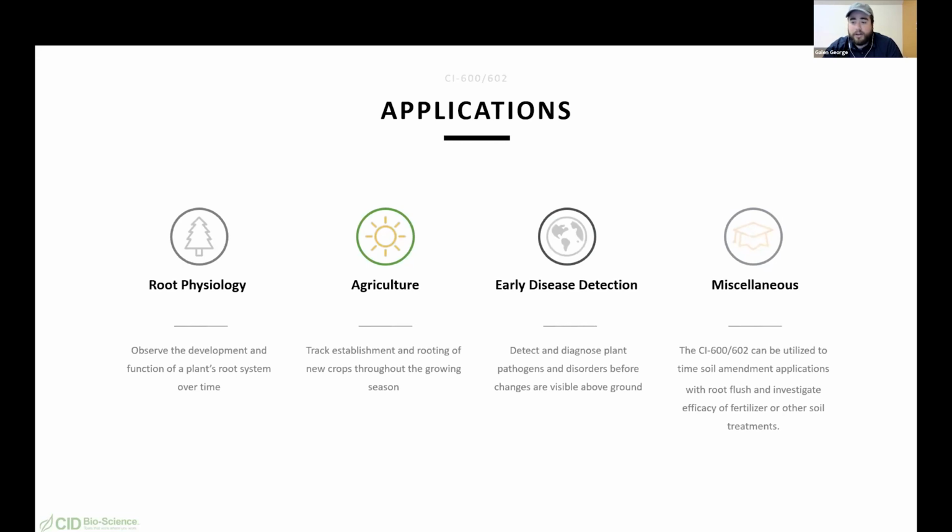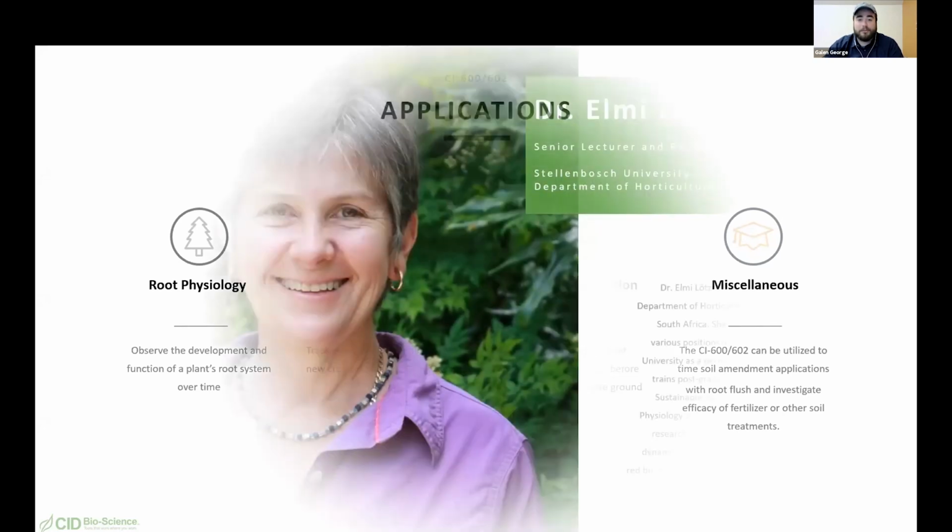And then other things like timing soil amendments, applications, looking at root flush, investigating efficacy of fertilizers and other sorts of treatments, and looking at efficacy of treatments is another big use for the 600 and 602. But you don't have to take it just from me. We actually have two guests on the presentation today who will talk about their specific applications and how they're utilizing the root imaging systems from us.